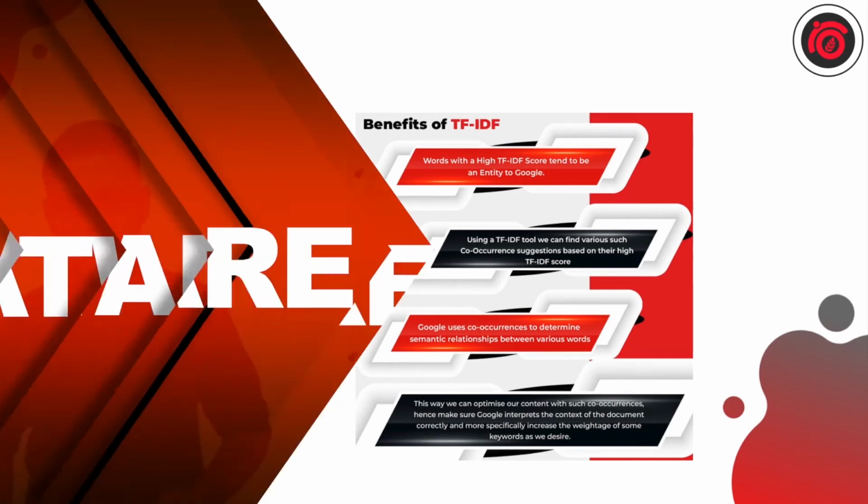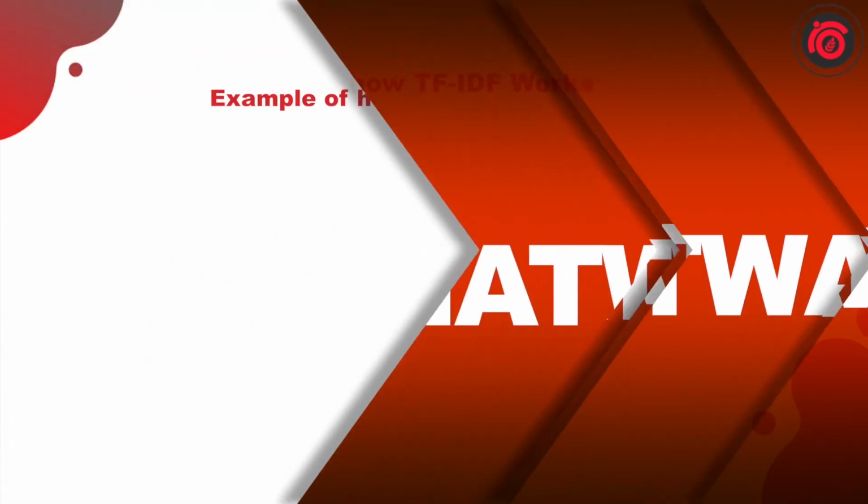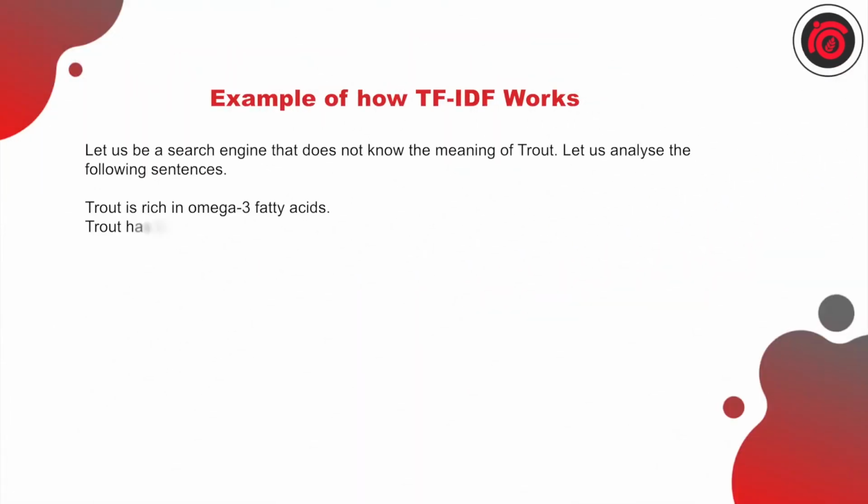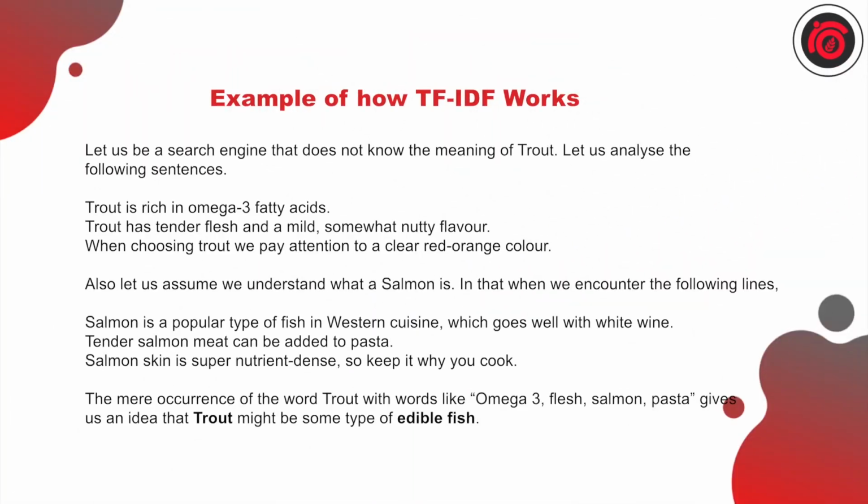So now let us try to understand how these entities and this TF-IDF work. So let us go into the screen and understand that. So let us understand how TF-IDF works. So let us be a search engine, and let's say you have entered 3 sentences. Trout is rich in omega-3 fatty acids. Trout has a tender flesh and a mild, somewhat nutty flavor. When choosing trout, we pay attention to a clear red-orange color. Also, let us assume we understand what a salmon is.